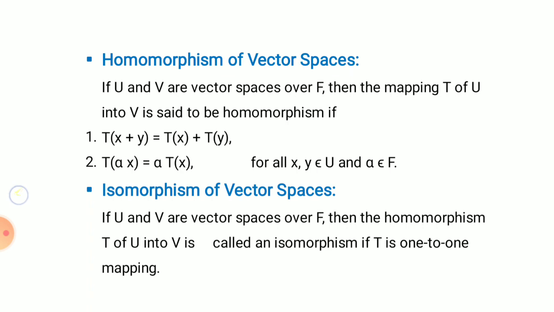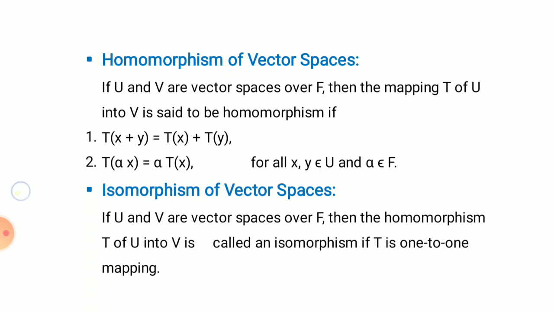Okay, if these two conditions are satisfied, that is just the linearity property. T of x plus y is T of x plus T of y, and T of alpha into x can be written as alpha into T of x. Then capital T is a homomorphism from vector space U to vector space V.